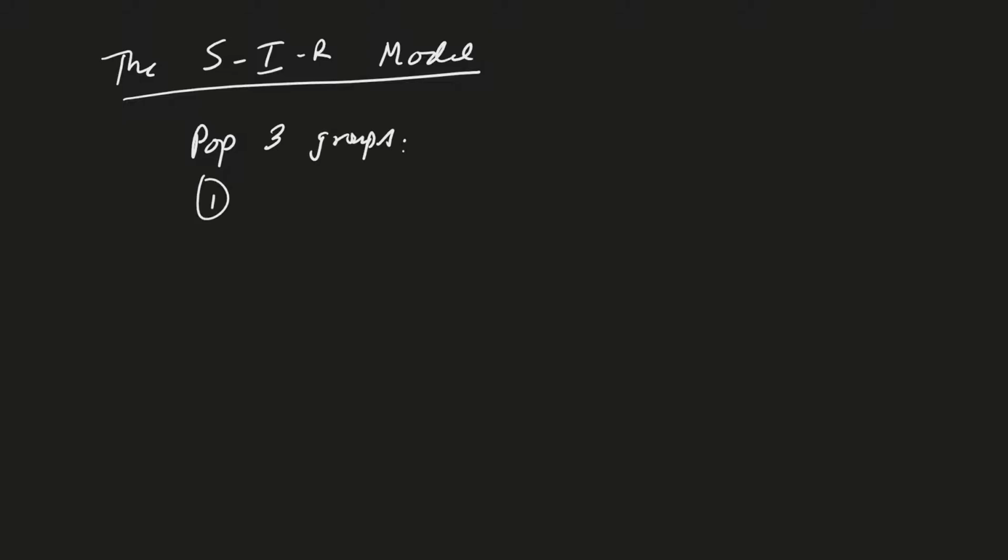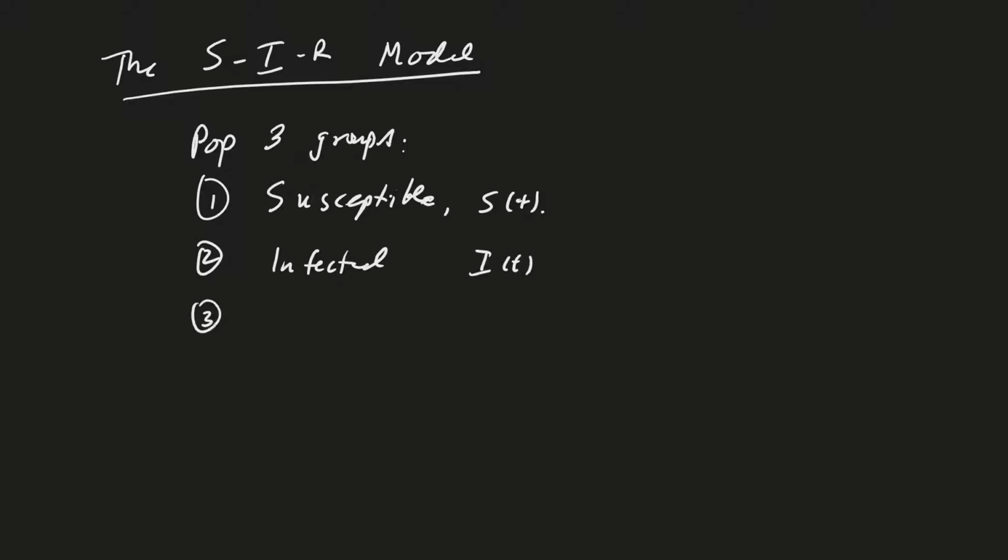Group 1 is going to be the group of susceptible individuals. So we'll call that population S of T. 2, infected individuals, I of T. And 3, the R stands for recovered. And so they will be R of T.